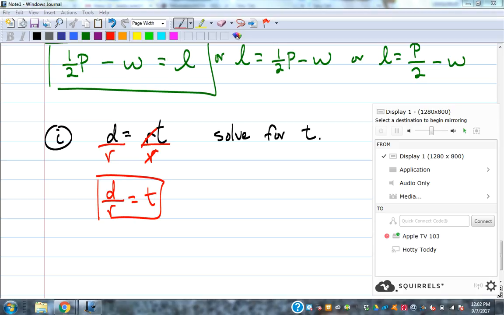All right, let's get K. Example K. Let's do A equals 1/2 BH. 1/2 base times height. What is that the formula for? Triangle. What of the triangle? The area of a triangle. Yeah, A is the area, B is the base length, H is the height of that triangle.